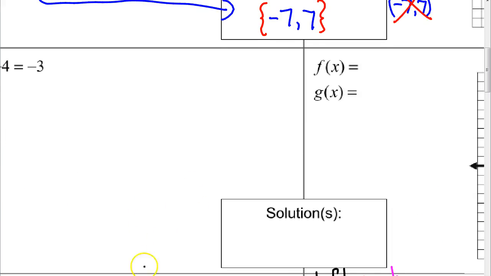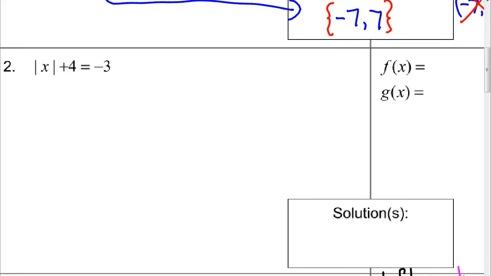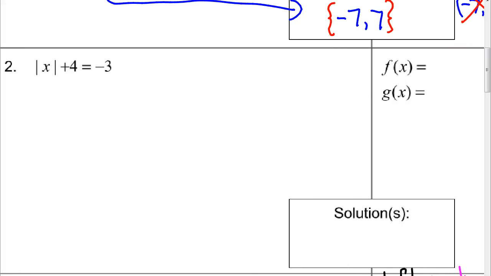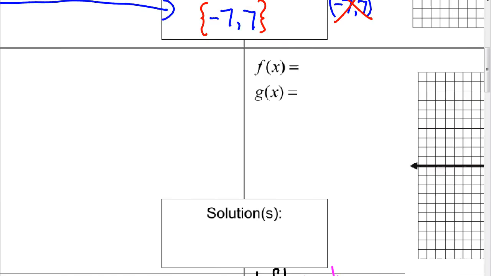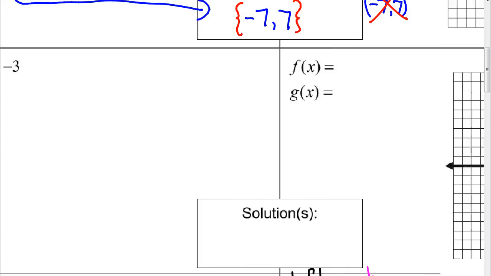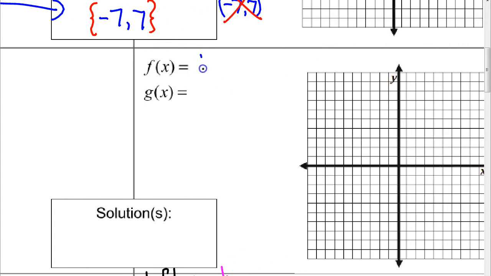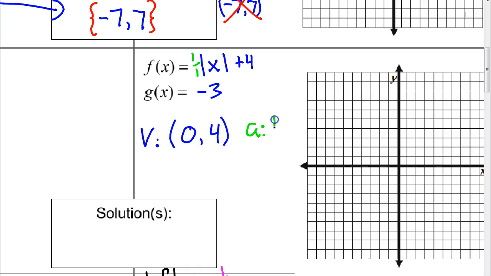Okay. Next, I just want to show you one more, and then we're going to try some together. Let's graph this one. So I have the absolute value of x plus 4, and then the right-hand side is -3. So the vertex, no number on the inside, so it's 0. Number on the outside is 4. There's no number in front, so that's going to be 1/1. A is 1/1, the slope.